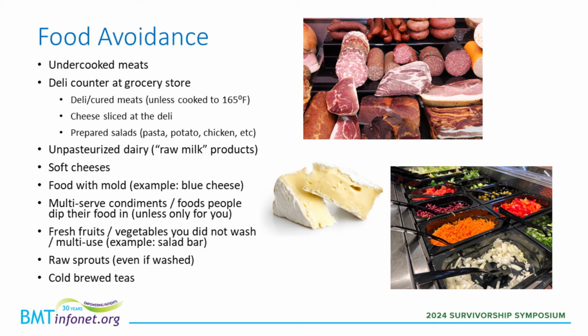So there are some foods that you're going to want to avoid, one of which is undercooked meats. Again, as long as you're cooking meats to the temperatures as I went over on the last slide, then that is fine. You probably want to avoid the deli counter at the grocery store. So you should not be eating deli or cured meats unless they've been cooked up to a temperature of 165 degrees.